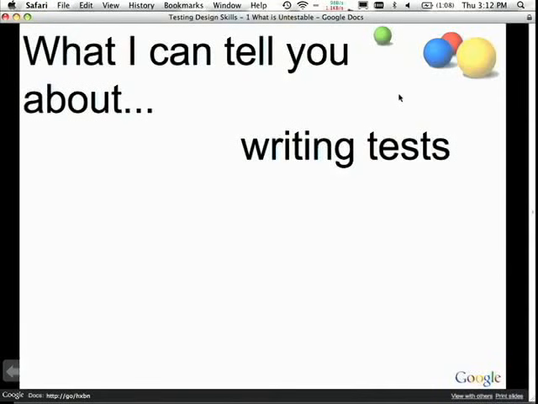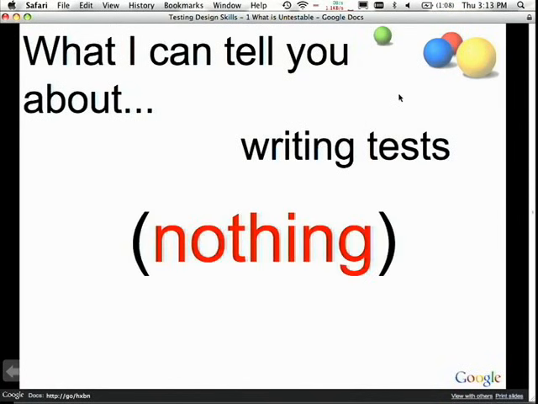So here's the thing. What can I tell you about writing tests? Turns out nothing. I cannot teach you anything. There's no magic to writing tests. Absolutely none. There are a couple of tools like easy mocking frameworks and stuff like that. But for the most part, there is no secret knowledge I have about testing. None whatsoever.